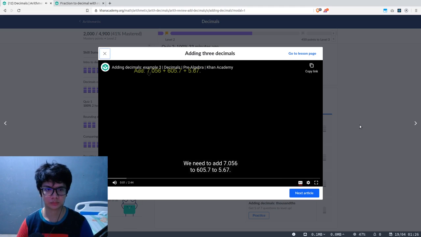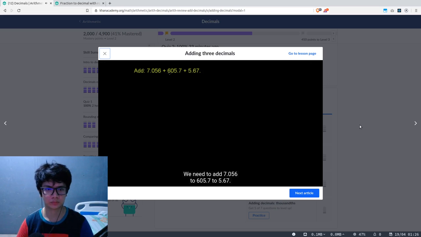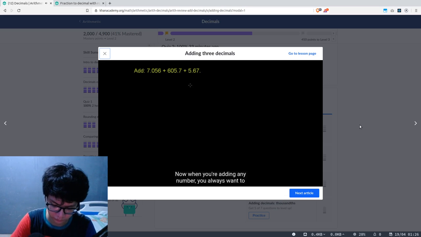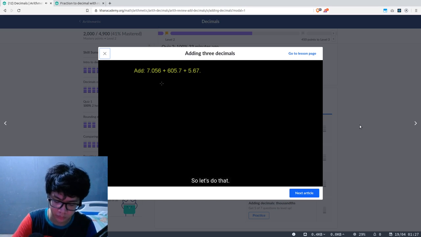We need to add 7.056 to 605.7 to 5.67. Now, when you're adding any number, you always want to make sure you line up numbers in the same place. Especially when you're dealing with decimals, the easiest way to do that is to just line up the decimals. So let's do that.